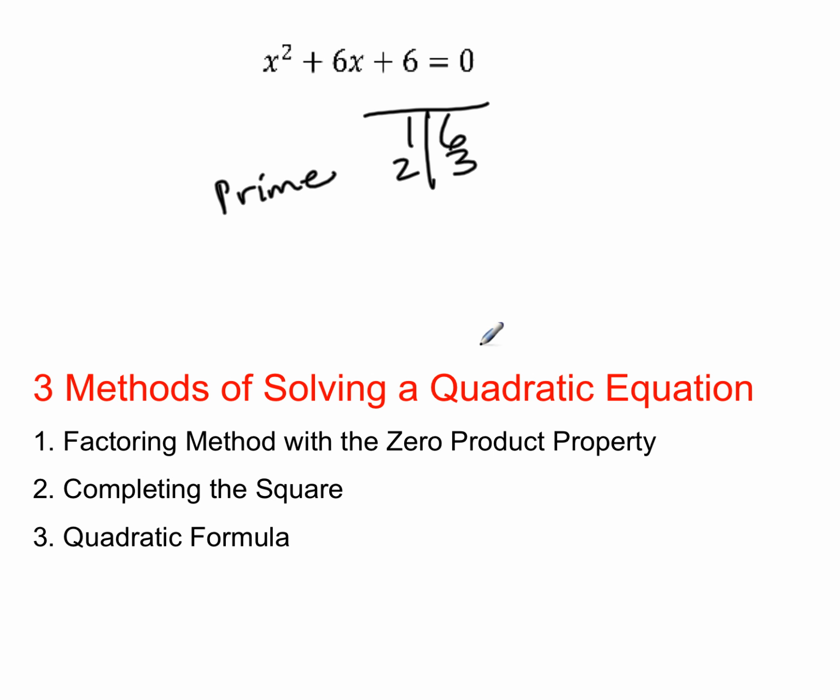So what we're going to learn in this chapter are the 3 methods of solving a quadratic equation. The first one I just reviewed with you, factoring method with the zero product property. That's a favorite of mine. It's usually the easiest, but it doesn't always work. This will be included on your tests and quizzes because this fits in with this chapter. So do know that you will need to remember how to do that.